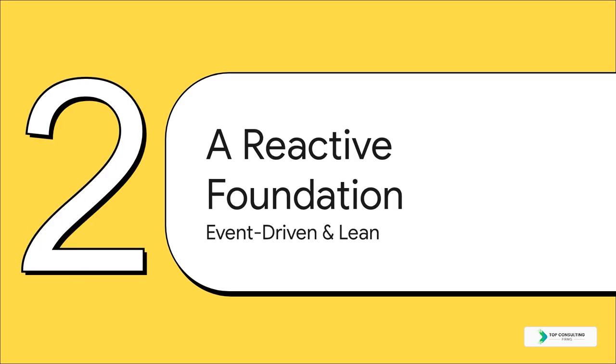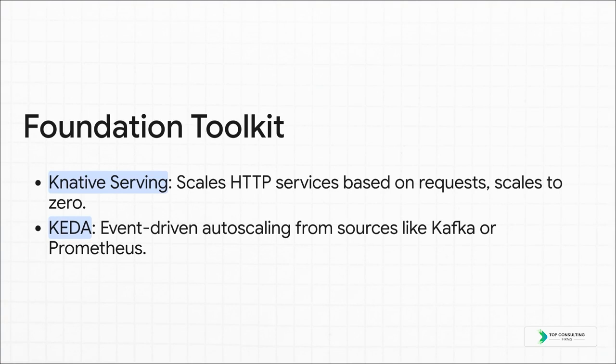Well, you can't build on a static foundation when your workload is this dynamic. Just think about it for a second. Gen AI features get triggered by users typing in prompts or by streams of new data. It's all event-driven. That means our infrastructure has to be reactive, super scalable, and really lean if we don't want to burn a mountain of cash. And for that reactive foundation, our toolkit has two absolute superstars.